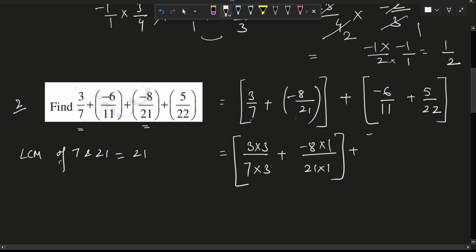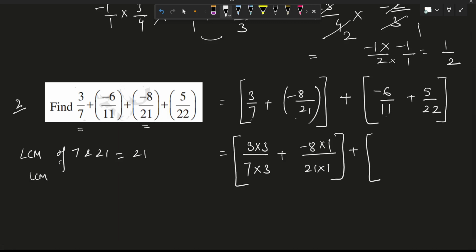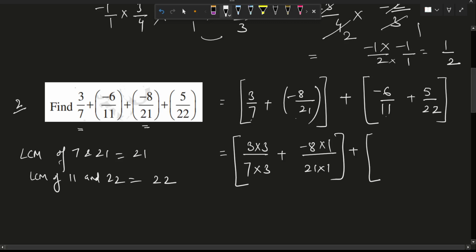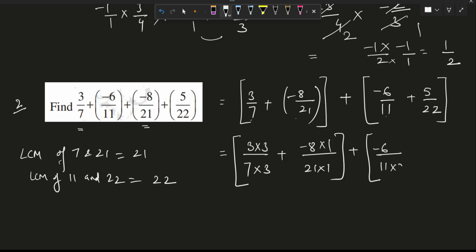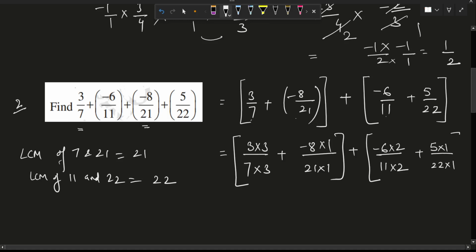Now here, if you see, 11 and 22. What is the LCM of 11 and 22? It's 22 only, the least multiple common to both of them. 2 ones are 2, 22 ones are 22, and 11 twos are 22. So both will work here. So 6 into 2, 11 into 2, plus 5 into 1, 22 into 1. I hope the step is clear.